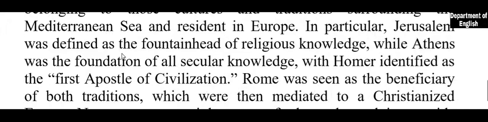Some other, more minor themes can be found in Newman's original nine lectures and also in various occasional lectures given after his Irish university opened. In a speech given in 1854, for example, Newman defined civilization in a distinctly Western manner as belonging to those cultures and traditions surrounding the Mediterranean Sea and resident in Europe. In particular, Jerusalem was defined as the fountainhead of religious knowledge, while Athens was the foundation of all secular knowledge, with Homer identified as the first apostle of civilization. Rome was seen as the beneficiary of both traditions, which were then mediated to a Christianized Europe.